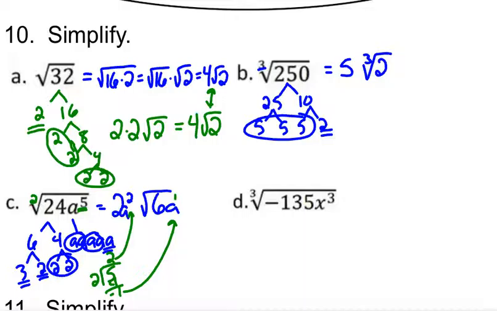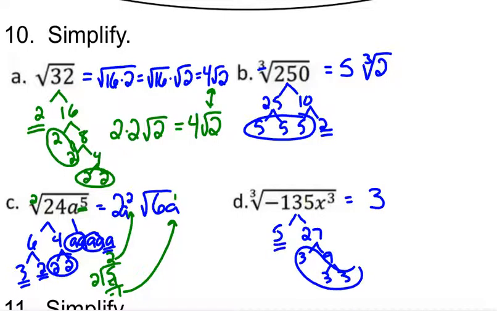Okay, in D, I'm probably going to do a factor tree again. Let's see, that's 5 and 27. 27 is 3 and 9, and 3 and 3. I am looking for groups of 3, so I can pull out a 3. 5 stays in, cube root of 5. And then we're looking at the x. That's 3 x's. We're looking for groups of 3, so we're just going to bring out 1 x. There's no x's left over, so that's good.